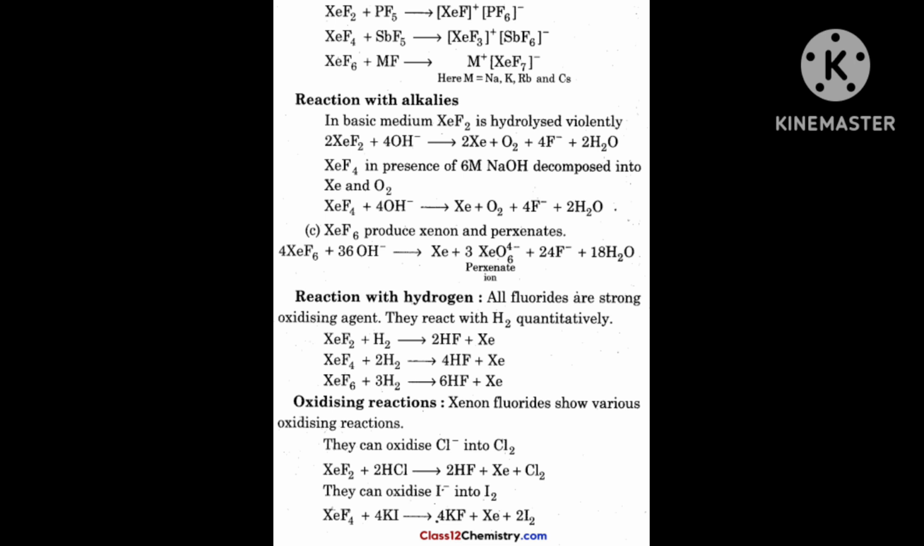Now come to the structure of XeO3, xenon trioxide. It is very easy to understand. Xenon has 8 electrons, and it is joined with 3 oxygens, all 3 with double bonds. Then 6 electrons are used up, and 2 electrons remain as a lone pair. Xenon is at the top, and all 3 oxygens are below, making equal angles with each other. It is called a pyramidal structure. XeO3 has a pyramidal structure.